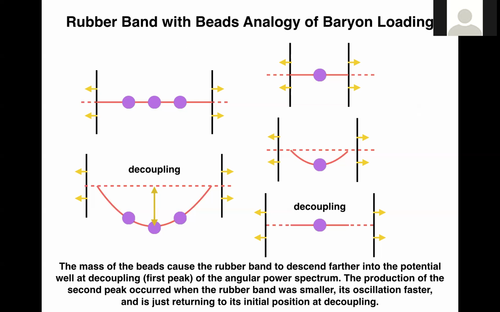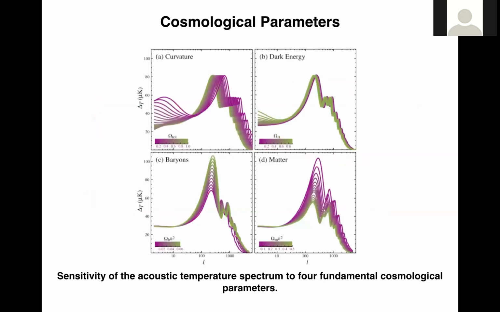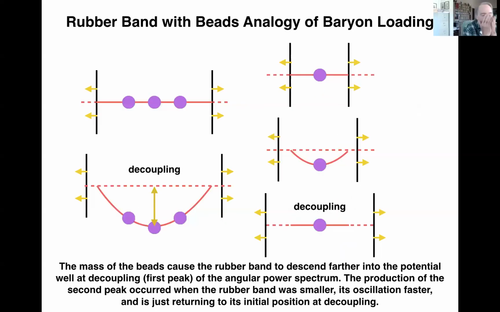Anyway. Can I ask just a quick question? Sure. What is the significance of the distance between the first and second peak and the second and the third peak? What kind of information can you gain from that?